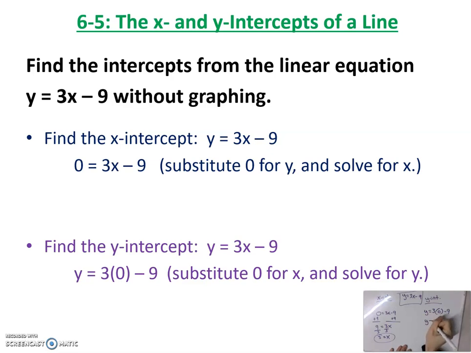This one's an easy one. y equals 3 times 0, which is 0, minus 9. So y equals 0 minus 9, which is negative 9. All right, so for this linear equation, my x-intercept is 3 and my y-intercept is negative 9, which means that this line crosses the x-axis at 3 and the y-axis at negative 9. And if you were to connect those 2 points, that would be your linear equation.